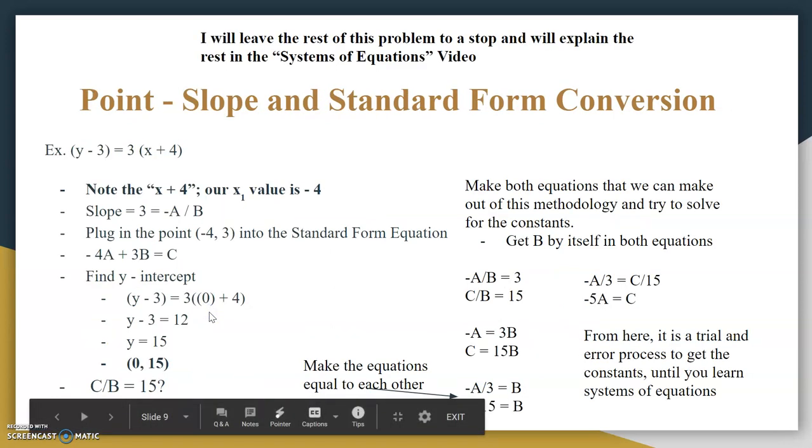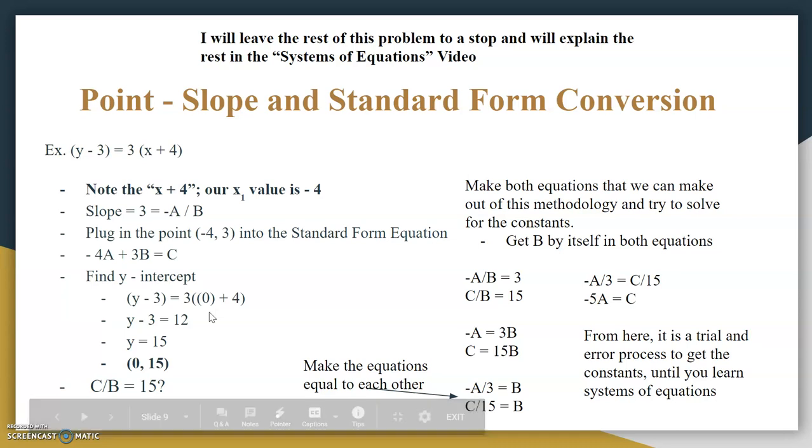This is a bit tedious. Point slope to standard form is a bit tedious because we need to learn systems of equations first. Without that, this can get very complicated, as we do not know what the exact values are, and we have to use a trial and error process. I will give a brief introduction in this video, and in a later video, I will explain more in detail.